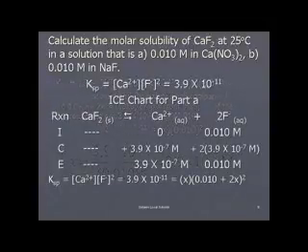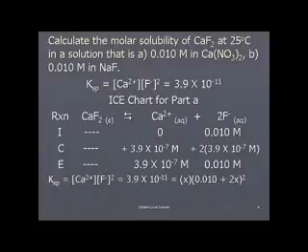We can go back in now and fill in our ICE chart. Our concentration of calcium ion at equilibrium is 3.9 times 10 to the negative 7th moles per liter. Our concentration of fluoride ion would be 0.010 moles per liter plus 2 times 3.9 times 10 to the negative 7th moles per liter. When we add those, because of our significant figure rule protocols, we know that there's no significant change. So we would leave the fluoride ion concentration as 0.010 moles per liter.